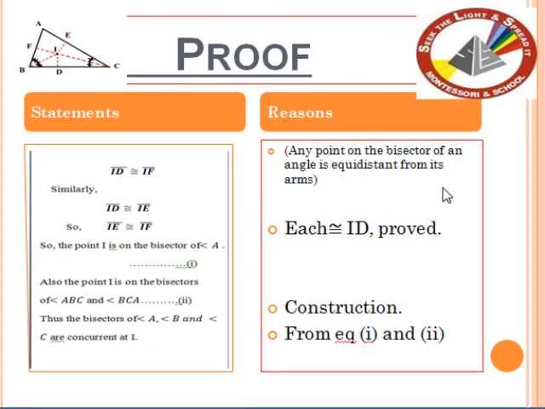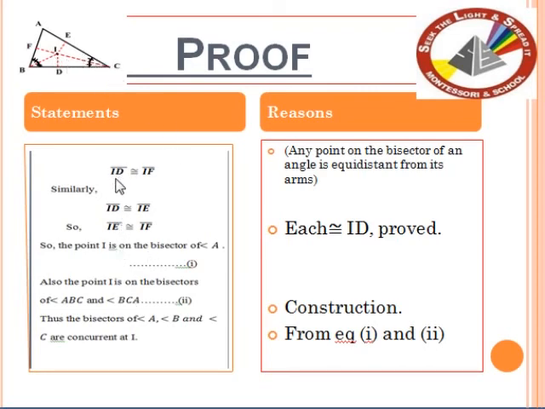So in reason, we can give the reference of theorem number 12.1.4 that any point on the bisector of an angle is equidistant from its arms. Similarly, we can see that this line segment ID is congruent to the line segment IE. Again, they are having a common point I, which is on the bisector of this angle C.